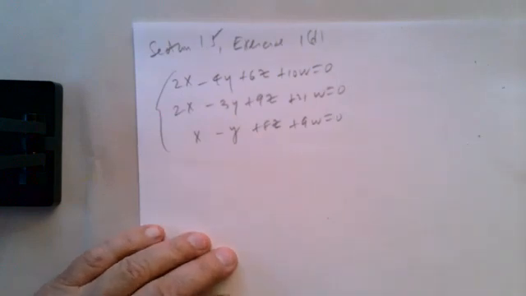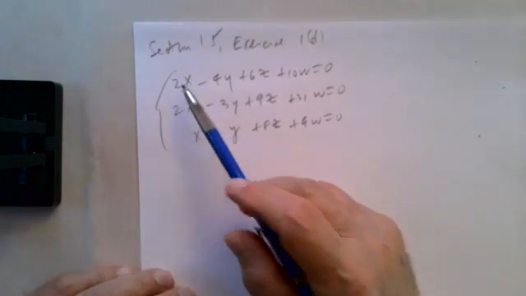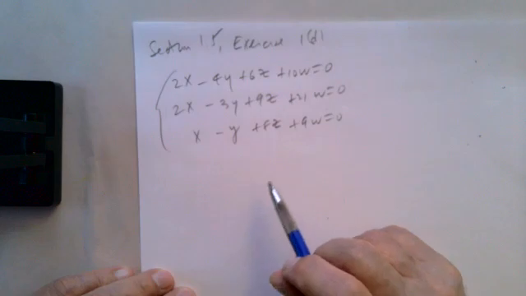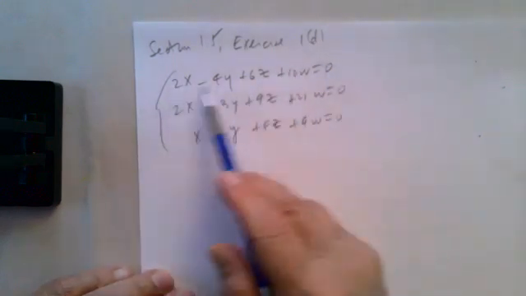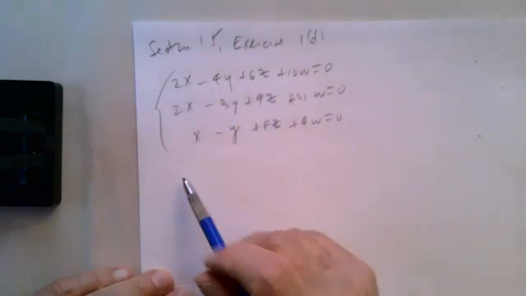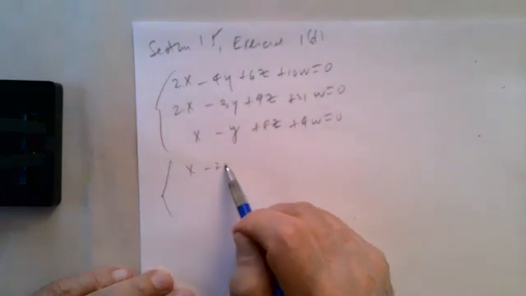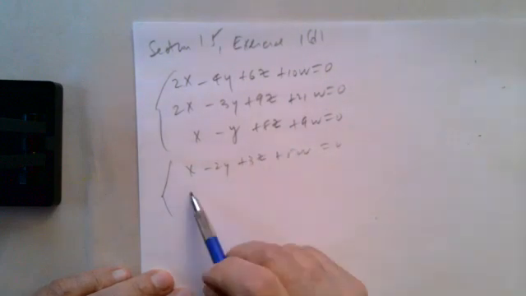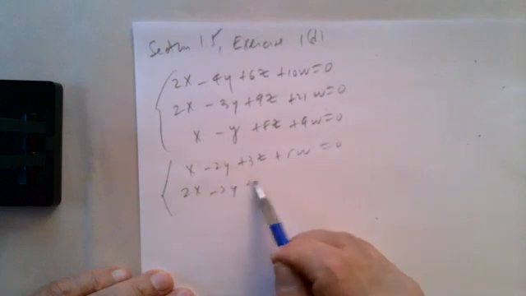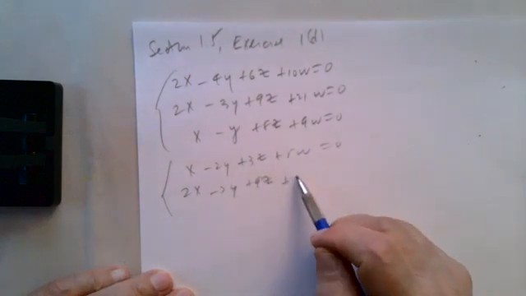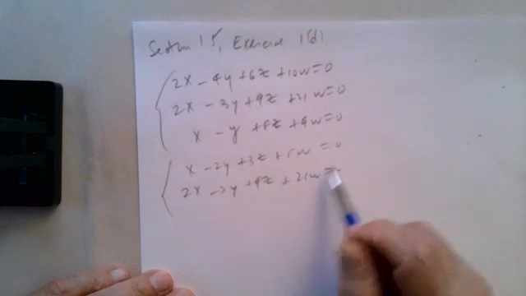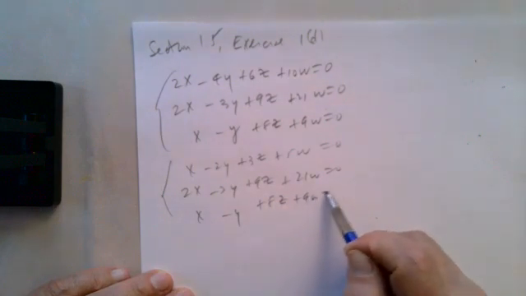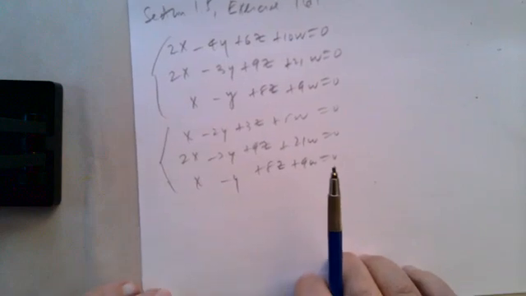Okay, well, for example, I'd like to have a 1 up here. So I can either interchange rows 1 and 3, or I can just multiply this equation by a half because everything's even. So if I multiply this by a half, I get x minus 2y plus 3z plus 5w equals 0. 2x minus 3y plus 9z plus 21w equals 0. And x minus y plus 8z plus 9w equals 0. Is that okay? Yeah.